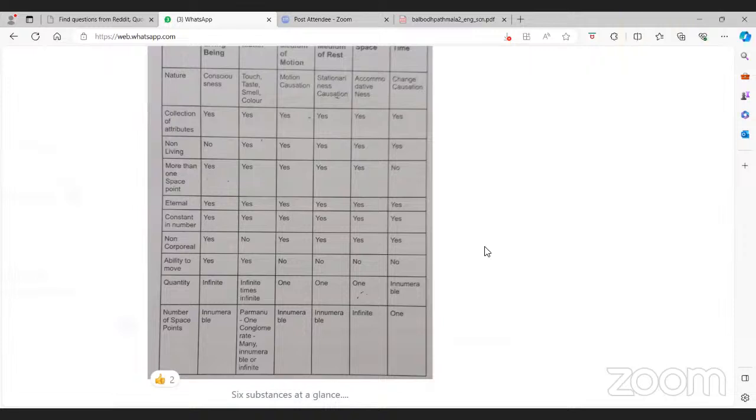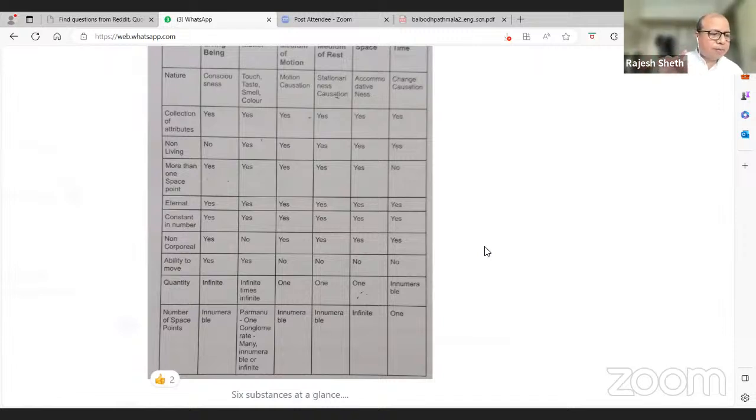Okay, so the next one is medium. No, wait, this is not finished. Parmanu is one, and as a conglomerate, it is many. Now you understood this? Now the next: innumerable or infinite. So the division is many, innumerable, or infinite. That means there are some matter substances which have many space points. There are some matter substances which have innumerable space points. And then there are some substances which have infinite space points. Is this clear?